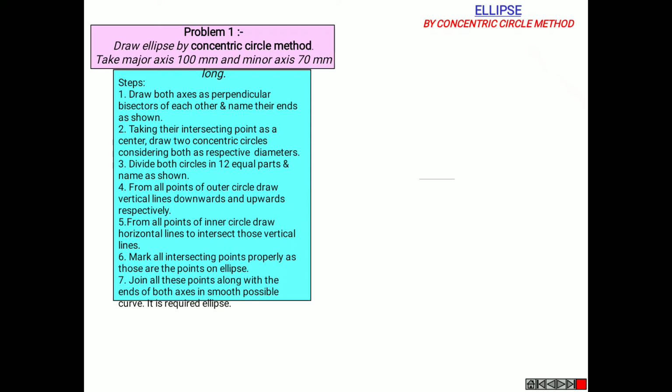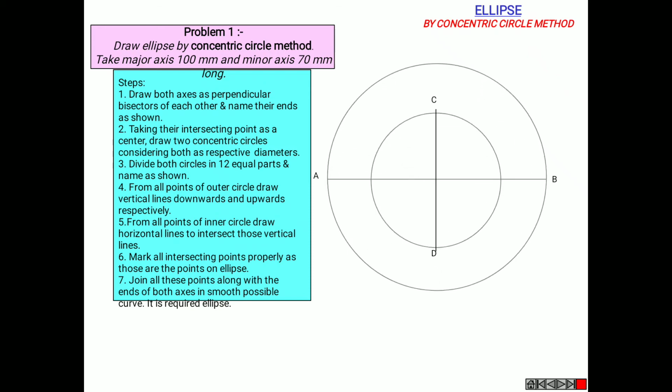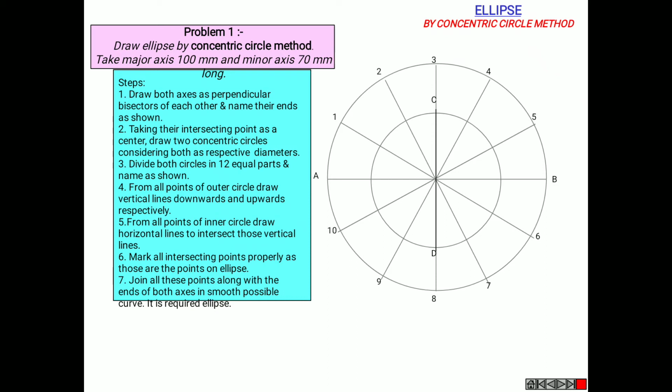See it carefully. Firstly, then a minor axis, name them, draw the inner circle and outer circle, then extend this line, then divide into 12 equal parts and name them for the outer circle as well as in the inner circle.